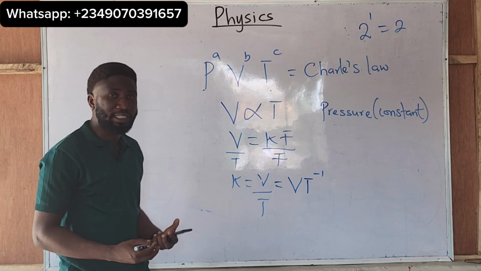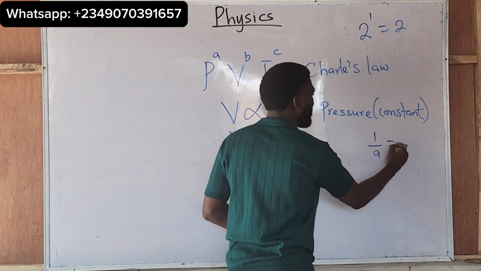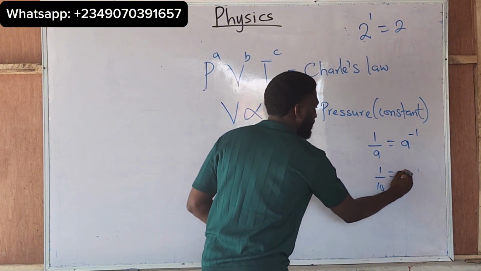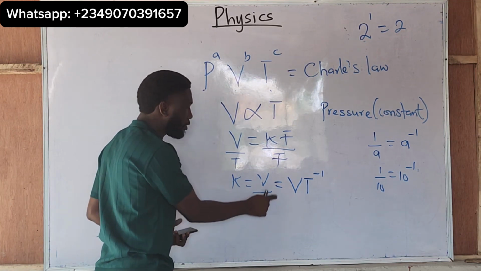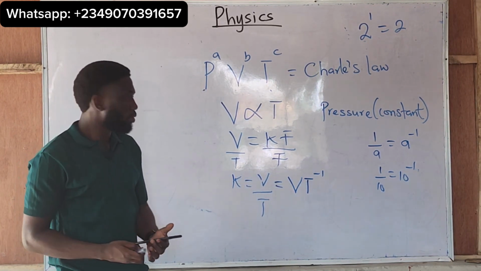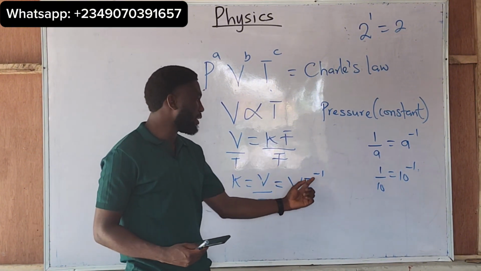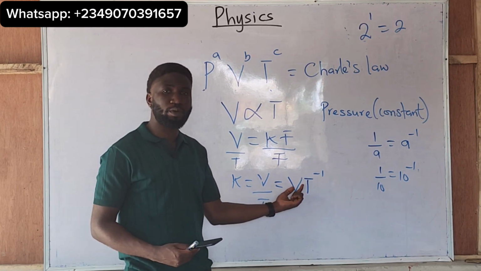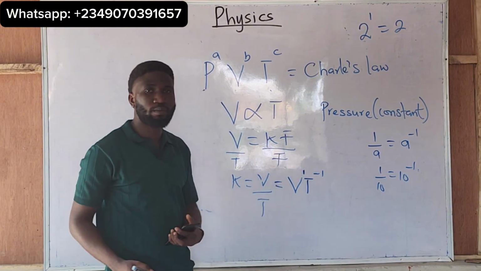Now, in mathematics, when you have 1 over a, 1 over a means a raised to the power minus 1. If I have 1 over 10, this means 10 raised to the power minus 1. So here I have over T. This will give us T raised to the power minus 1. So automatically the index or the power of T here is minus 1. What will be the index of V? Because V needs to be V, then the index needs to be 1.